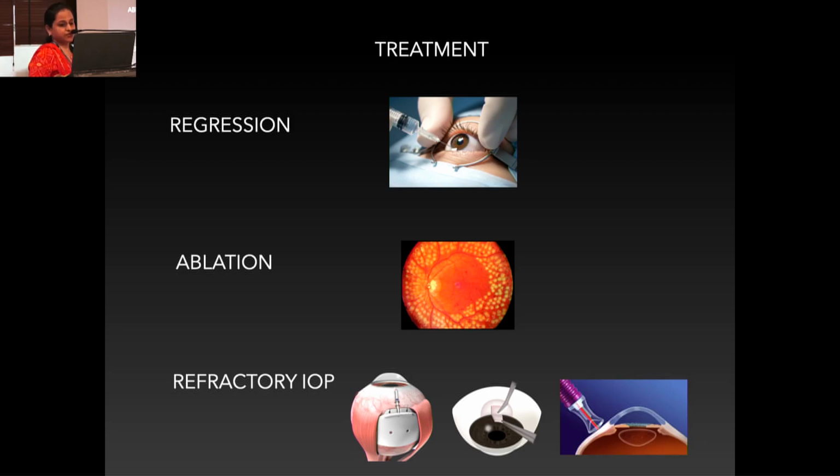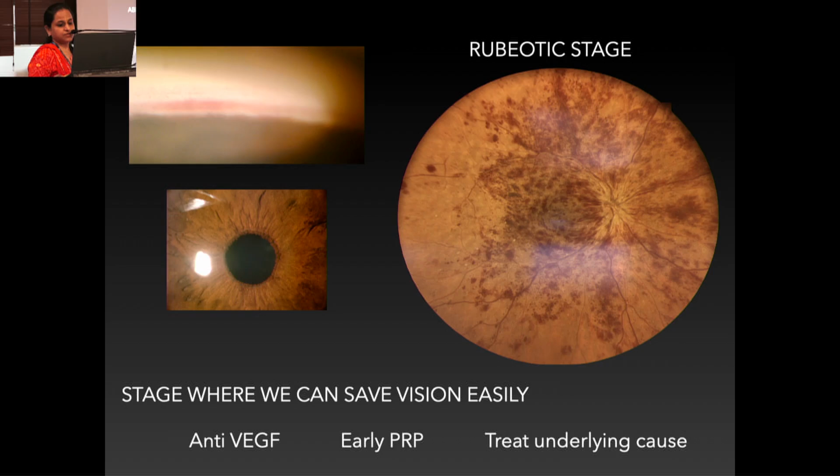If the IOP is refractory, we can go ahead and do tube surgery or trabeculectomy. Generally, whenever we see NVG, we say always tubes, but no. If the eye has less inflammation, even a good trab can survive and control the IOP. If the IOP is not controlled, then you can go ahead and do a cyclodestructive procedure. The rubeotic stage is where we can save vision early. So it is important that all retina cases are seen by a glaucoma specialist, and gonioscopy is done in PDR and CRVO. You can never miss this stage, because once it goes to the next stage, everything changes.